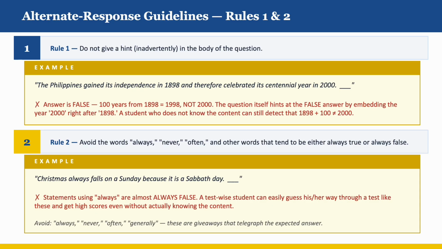But here's the problem. The question itself hints the answer by putting 1898 and 2000 side by side. So a student who doesn't know anything about Philippine independence can just do the arithmetic. 1898 plus 100 does not equal 2000, and arrive at the right answer. So the item no longer tests knowledge, it tests arithmetic. That's not what we want.